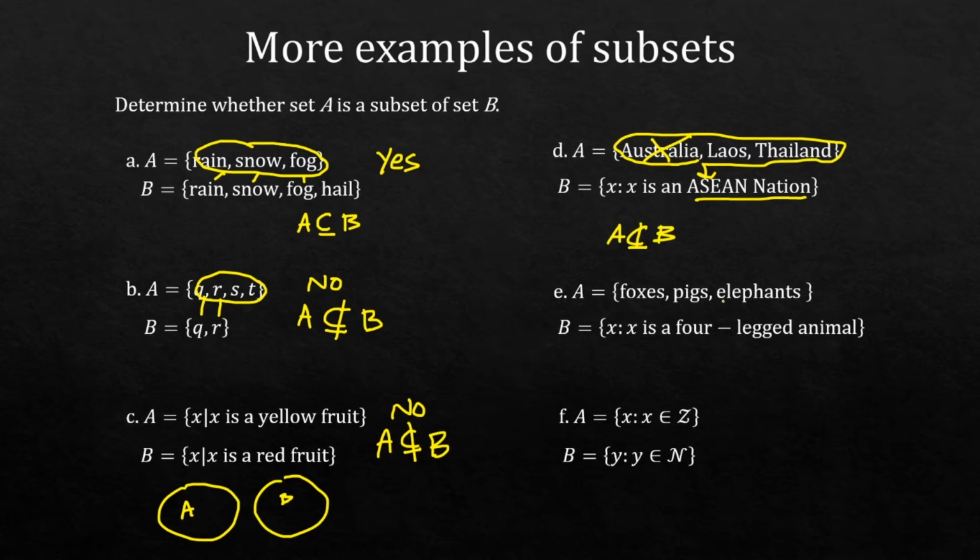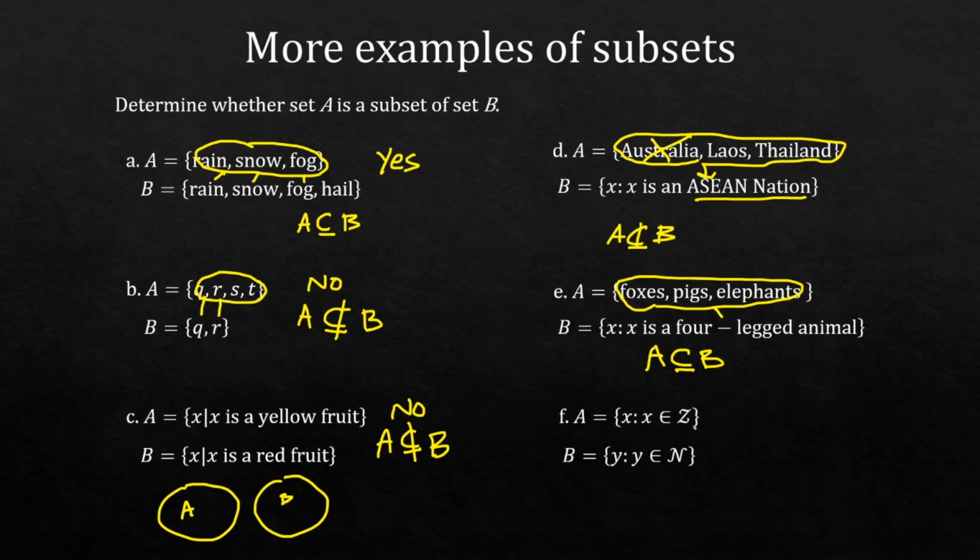How about this one? Set A is foxes, pigs and elephants. Set B is all four-legged animals. So are all of these animals four-legged animals or not? Foxes have four legs, pigs and elephants, they all have four legs. So we could say that A is a subset of set B because all of these animals have four legs.